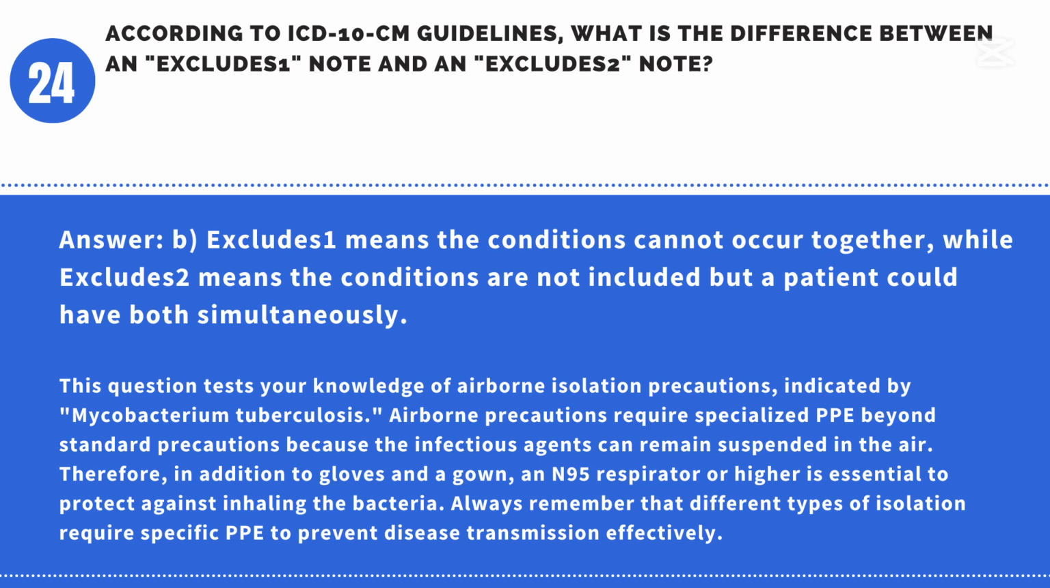An excludes two note, on the other hand, means that the condition listed is not included in the code above the note, but the patient could have both conditions at the same time, and if so, both would be coded. Understanding this difference is vital for accurate code selection when multiple conditions are present.